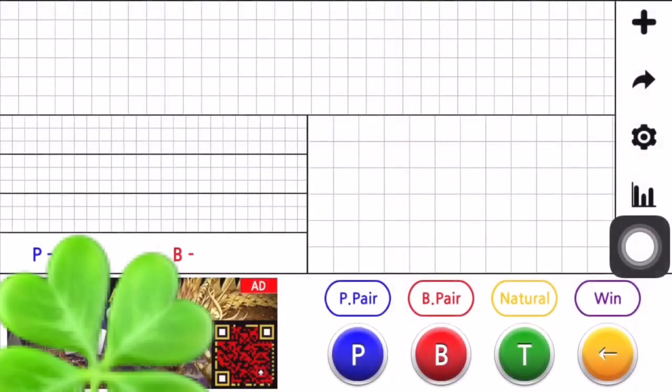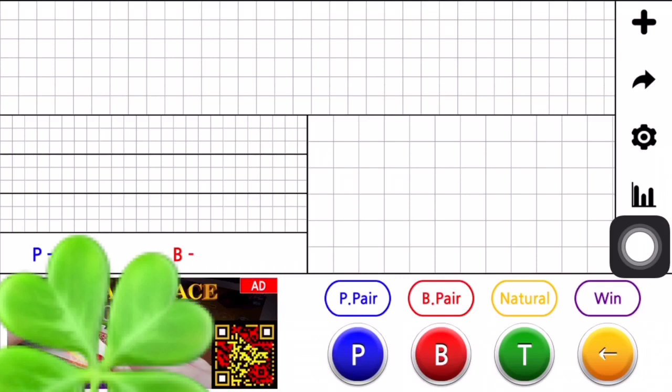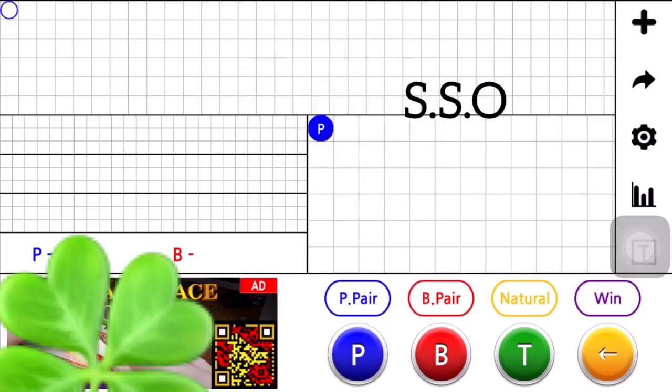Let's see an example on how to use this for a clearer picture. Now we will start with the SSO pattern. Let's observe a decision. It's player. Since we are using the SSO pattern, I'm going to follow the last decision. So I bet on the player and I won. I will continue till I lose on player.